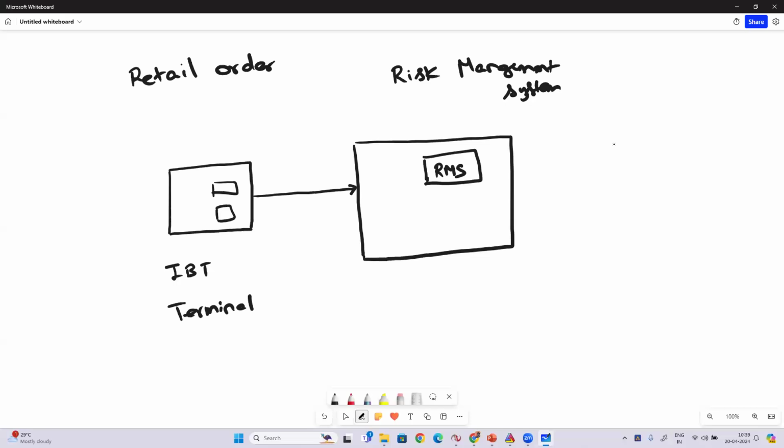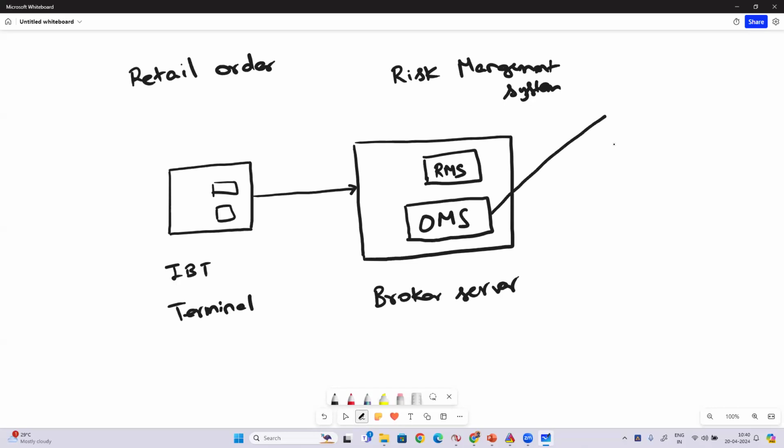So there is something called OMS. OMS is the one which will be responsible for transmitting your orders. OMS means order management system. So from the IBT terminal, it goes to the OMS of the broker server. Now this OMS is the one which will have connectivity with multiple exchanges. Let's say it could be NSE, or BSE, or MCX.